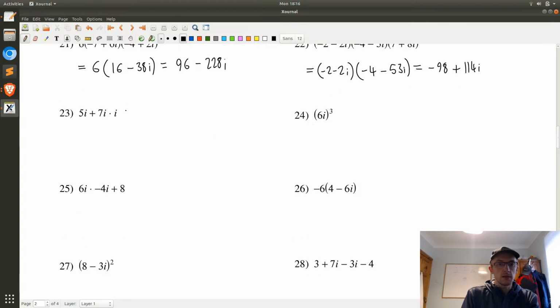Now here, we're going to have 35i cubed. But we remember that i cubed is just -i. So it becomes -35i. Likewise here, the cube of 6, 216, and then the cube of i, which is -i. So stick a minus sign there and put an i right there.